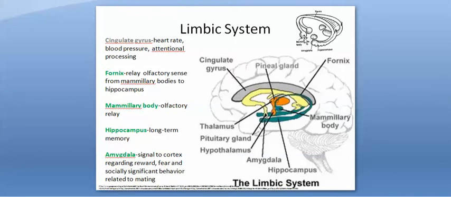All right, so let's talk about the mammillary bodies. Mammillary, again, are just olfactory relay, similar to the fornix. Okay, so they're part of that rhinencephalon. And it sends information to the hippocampus. Okay, and the hippocampus is responsible for integrating short-term memories into long-term memory. So I remember this whole system, the mammillary bodies, the fornix, and the hippocampus, all together.